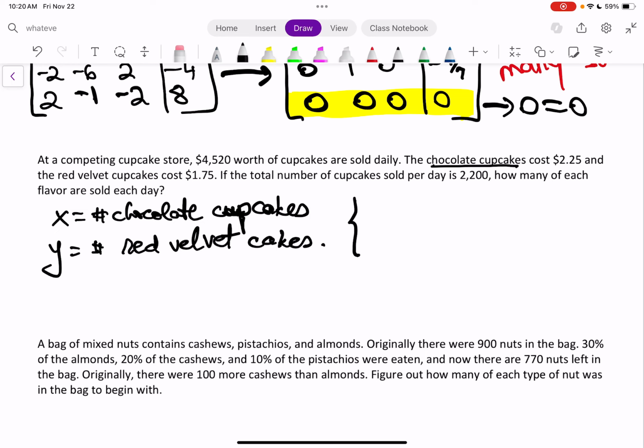And we want to see if we can represent this in an equation. So number of cupcakes, x plus y will have to equal 2,200. So whatever kinds we're selling, we have a total of 2,200 sold each day. So however many of each we have, together they have to add up to 2,200.